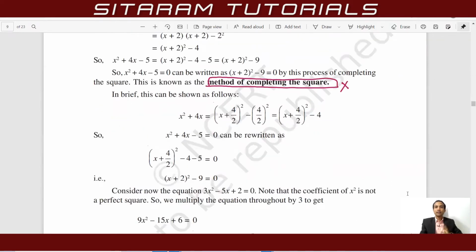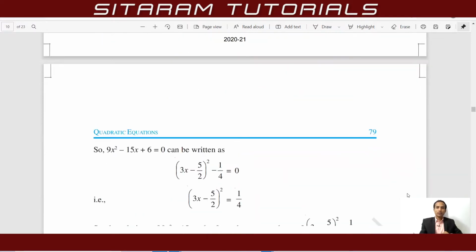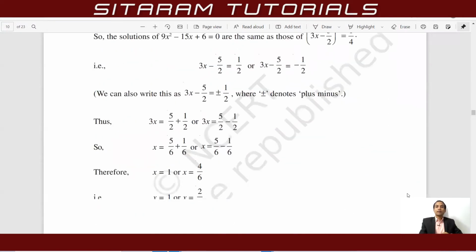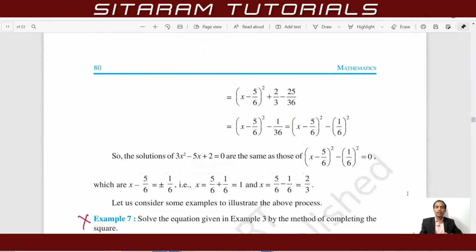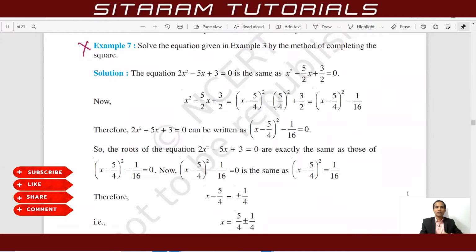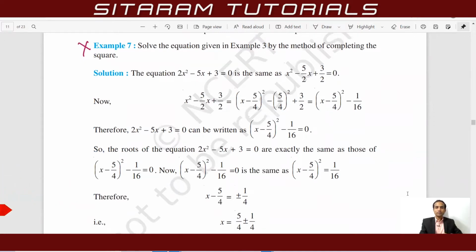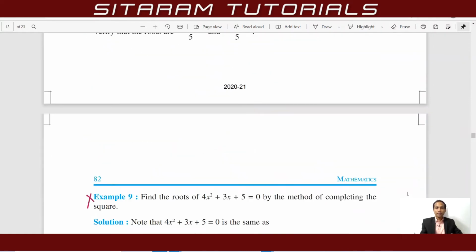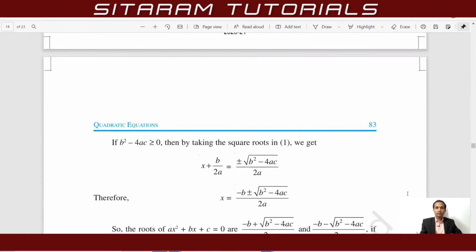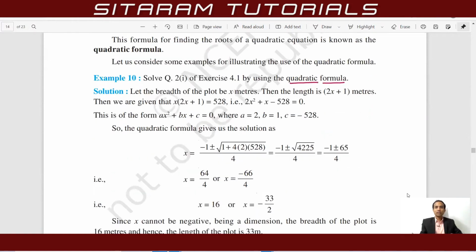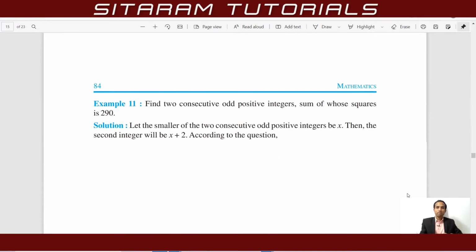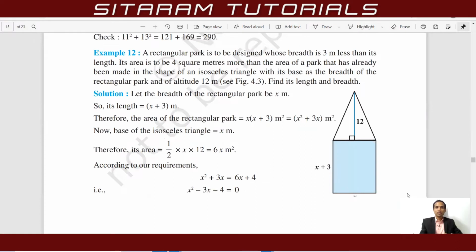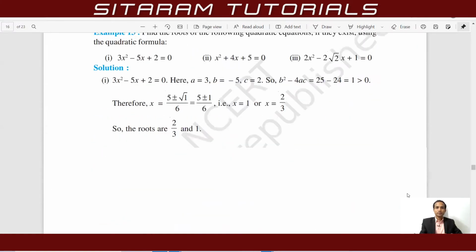Method of completing square. This method is not there in the syllabus. Whichever question based on this topic is not going to be there for the exam. It is not there in the syllabus, deleted. So example 7 is also deleted. Example 8 is also not there. Example 9 is also not there. These all are based on completing square method, but example 10 is going to be there because it's based on quadratic formula. Example 11 is also there. Example 12 is also there. 13 is also there.